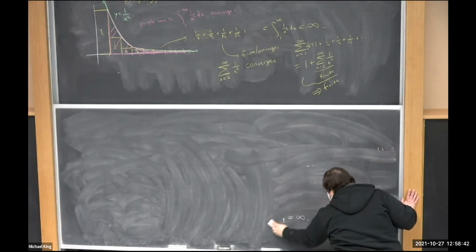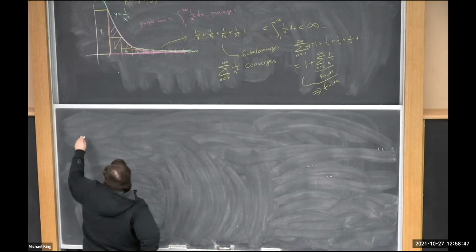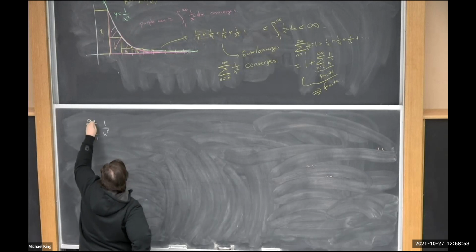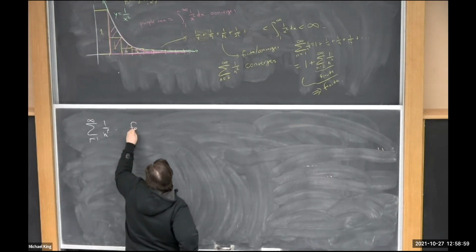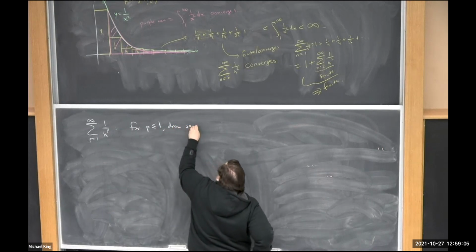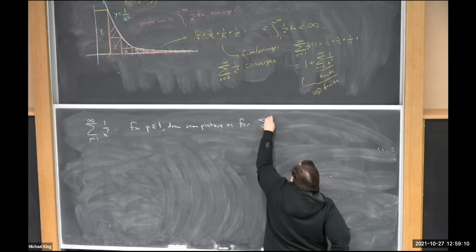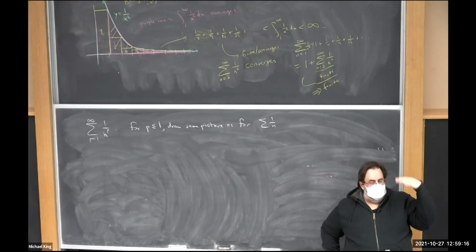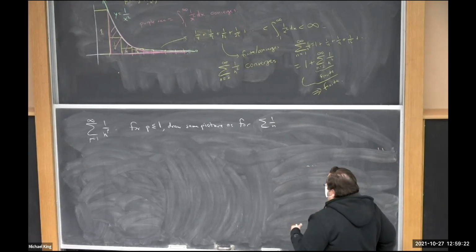I'll just state this and then we can call it a day. So, the sum of 1 over n to the p, n equals 1 to infinity. For p less than or equal to 1, draw the same picture as for the harmonic series. Draw the exact same picture. The area of the rectangles is bigger than the area under the curve, and the area under the curve diverges. So the summation diverges also.